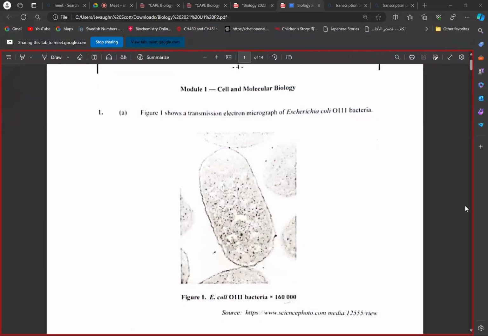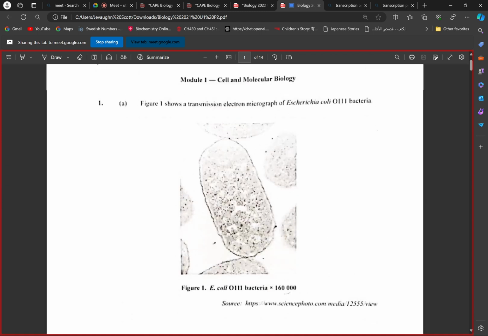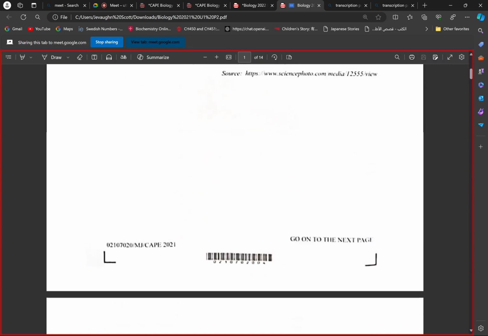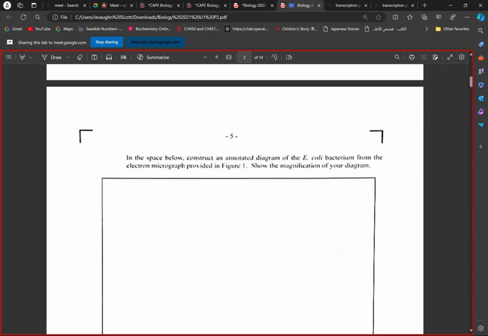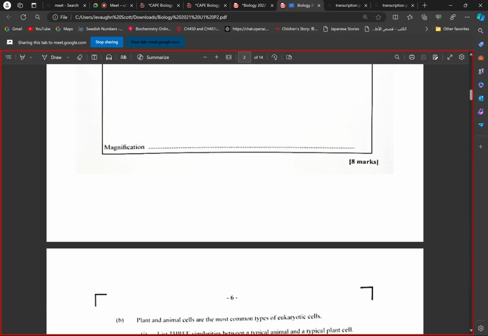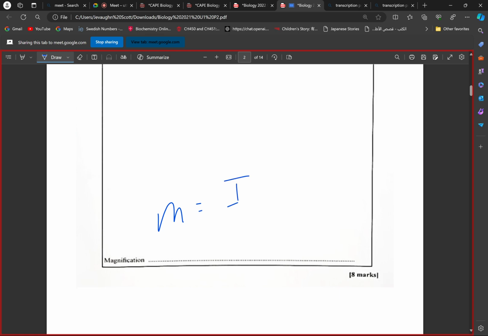Okay, so we're going to have a look at the Biology 2021 Module 1. It starts off with this Escherichia coli at a magnification. What we need to do is produce a diagram from the electron micrograph. I already stated that we can't really do the diagram properly on this digital apparatus I'm using, but we know how to calculate the magnification. The magnification is I over A, lovely.